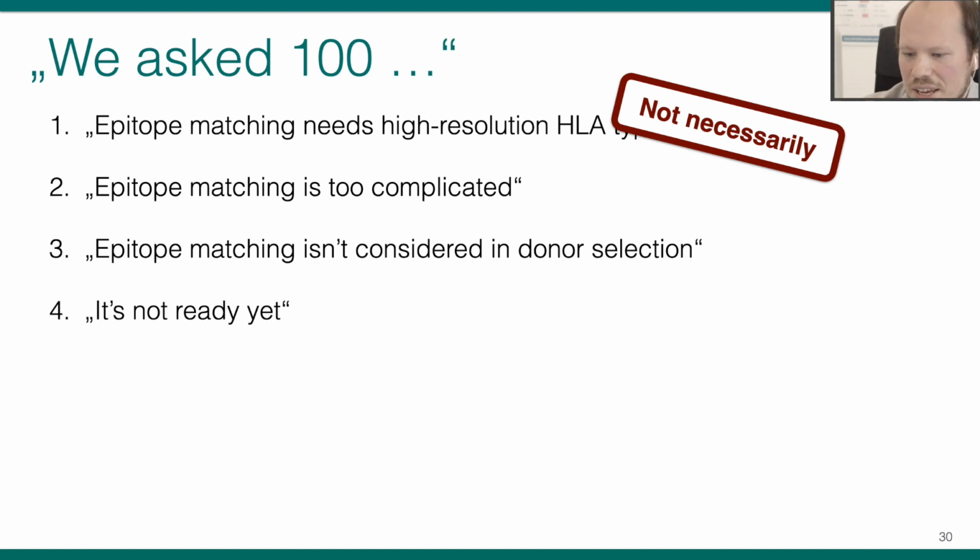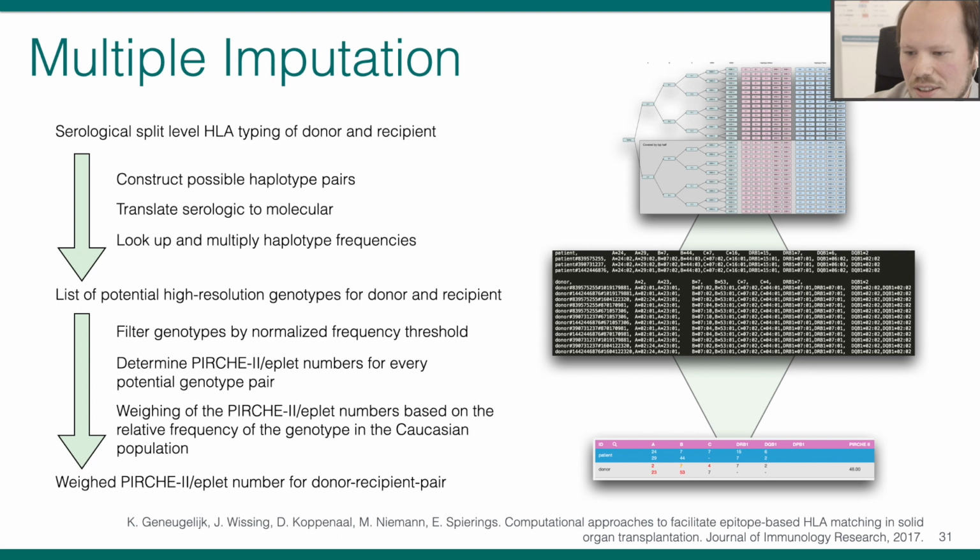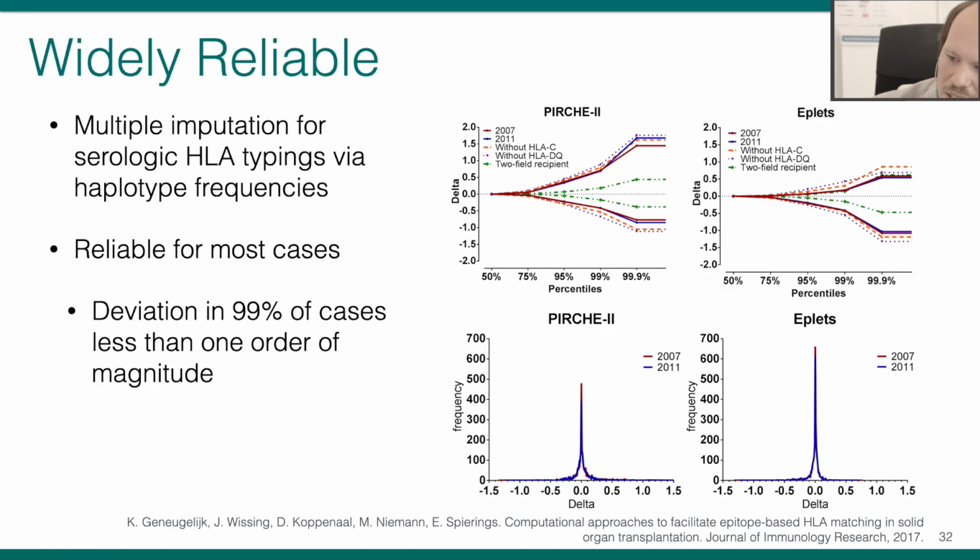So there are approaches of multiple imputation that's also available in the Perch platform, where you can use serologic, split, or molecular low typings to extrapolate the most probable high resolution typings, and then you match all of the different donors and patients side by side, and aggregate the result in the end. And we see in a paper from 2017 that it does indeed make sense, and the deviations which you get are clinically, for 99% of the cases, not important.